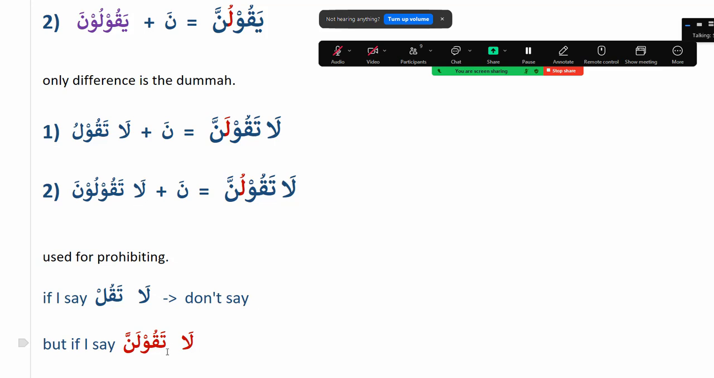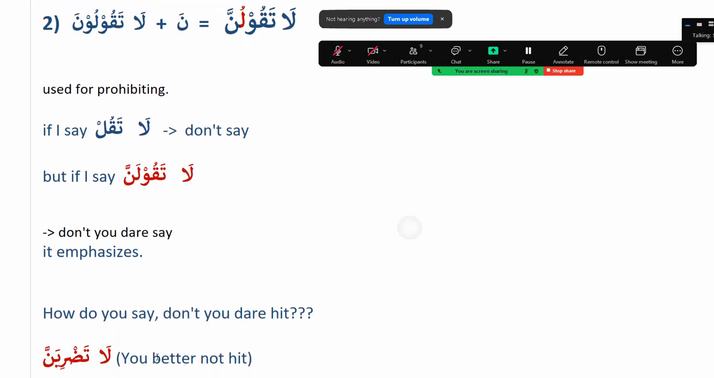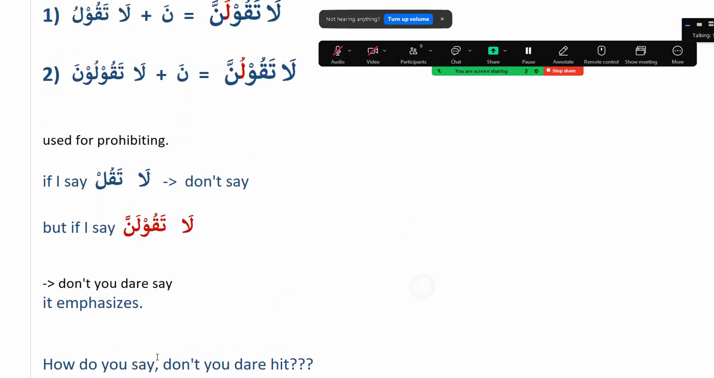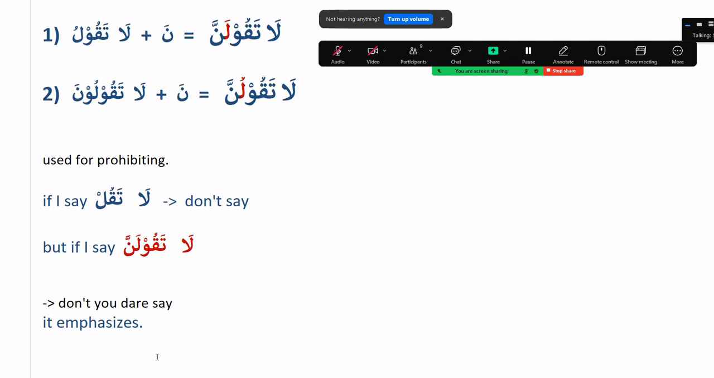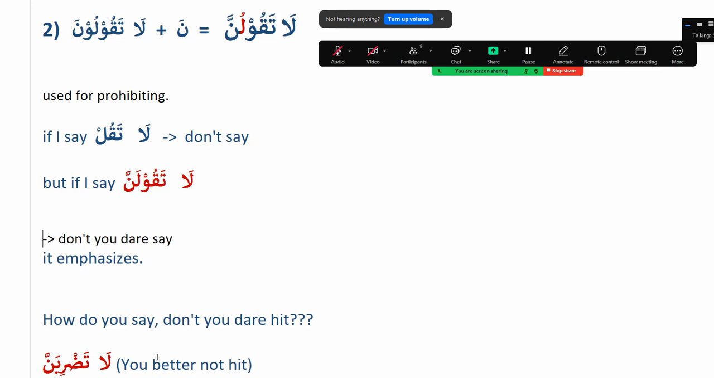then what am I going to use? I'm going to use the noon of emphasis and I'll say la taqulanna. Don't you dare say. Are you following it? It emphasizes. You have more emphasis in this. And how do you say don't you dare hit? How do you say that? Don't you dare hit. La tadribanna, from tadrib. MashaAllah. Tadrib, it's daraba yadribu, right? Very good, MashaAllah. Good try, sisters.